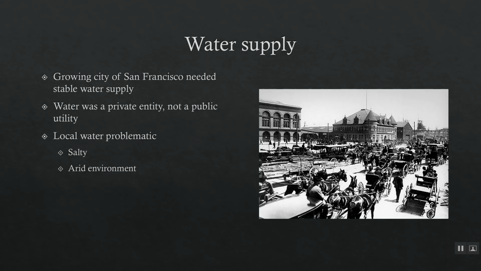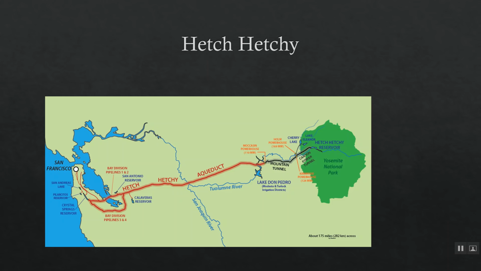You go to your house, flip on the faucet, water's coming out. And in San Francisco, the local water was problematic. Most of it's salty, so not good for drinking or a bunch of other things. And it's an arid environment, meaning it doesn't rain very often, so retaining that rainwater, there's just not enough of it. And so what San Francisco did was they looked to Yosemite National Park, to the Tuolumne River, to the Hetch Hetchy Valley, and they built a dam and flooded the valley. I'll show a picture of that in a second.